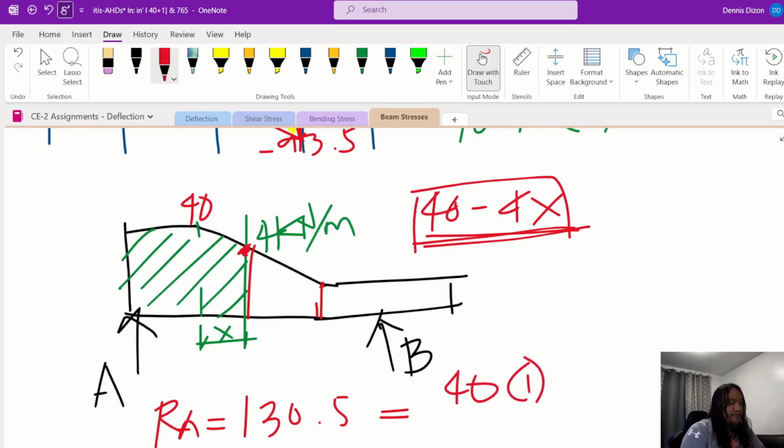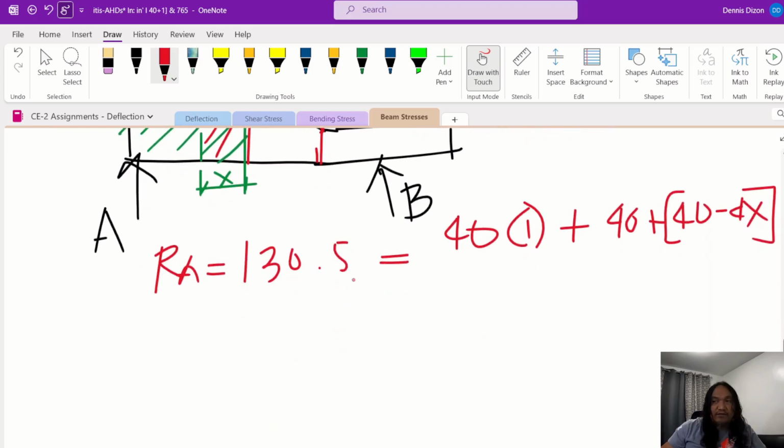times 1. And then this area here, that is plus the area of the trapezoid. The upper side is 40, and the lower one is 40 minus 4x, and then times x. Let's write it below here, it won't fit.